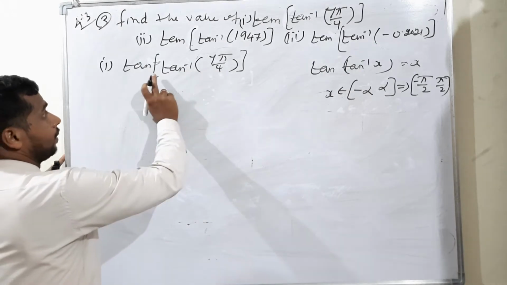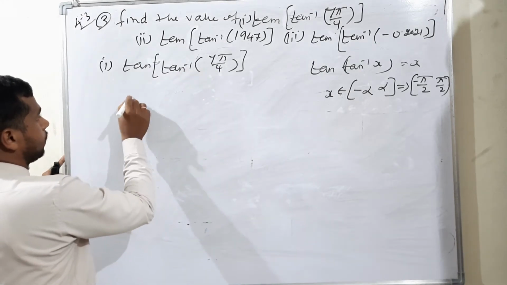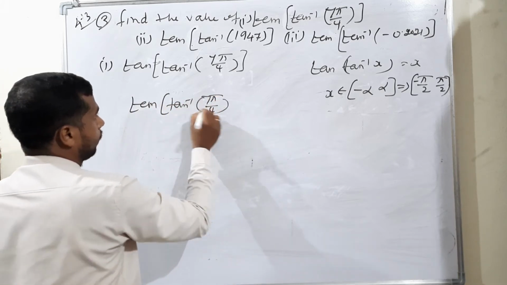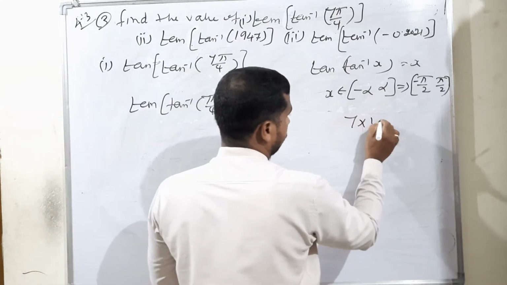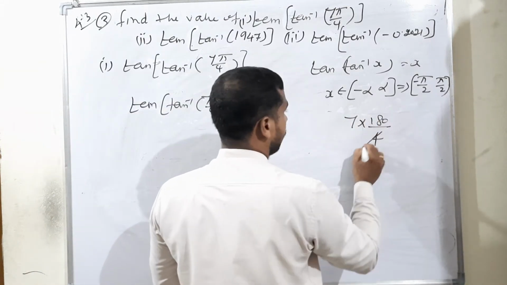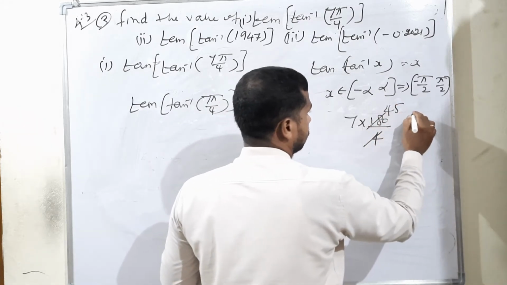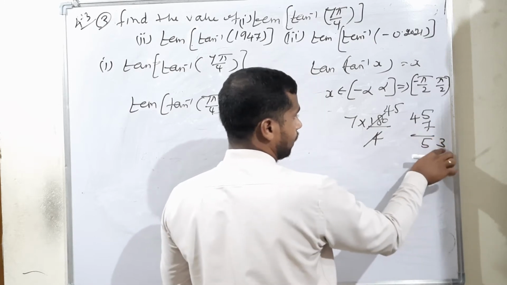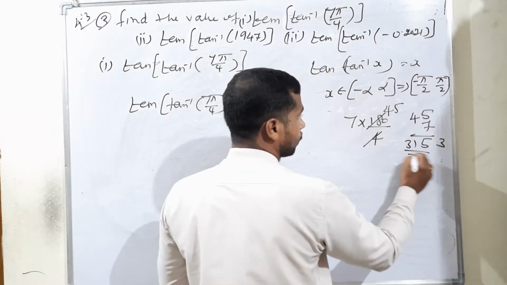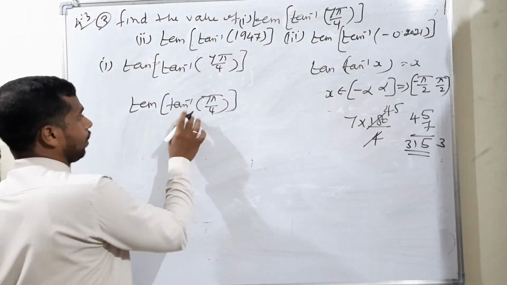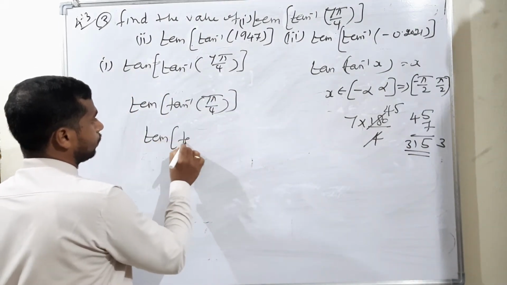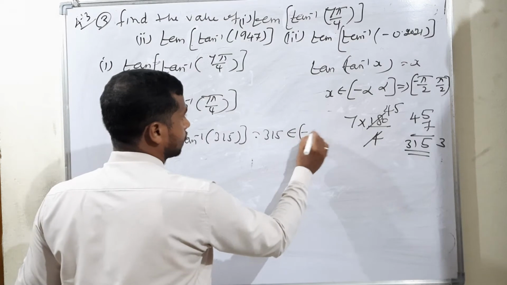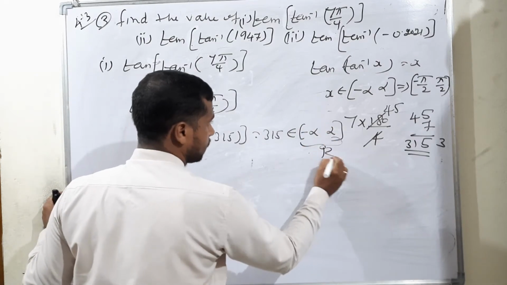Now the condition tan inverse 7 pi by 4 is there. What is the value? 7 into 180 divided by 4. 180 divided by 4 means 45. So, 45 into 7: 5 7s are 35, 4 7s are 28, 28 plus 3 is equal to 31, so 315. Therefore, tan inverse 315 we can write as 315. It belongs to negative infinity to positive infinity, that is a real value.